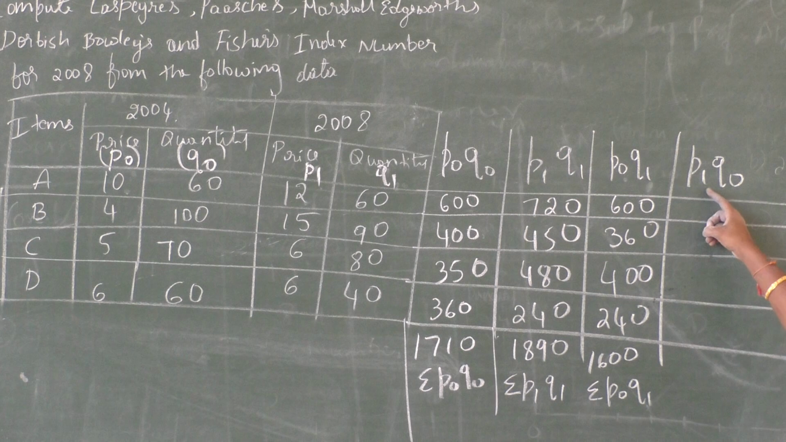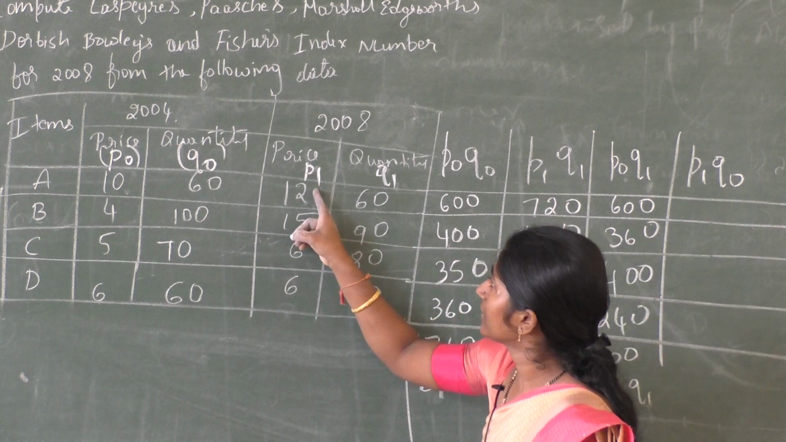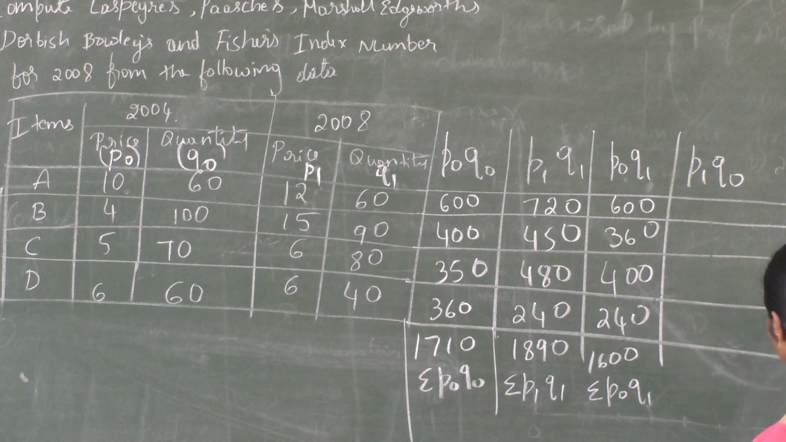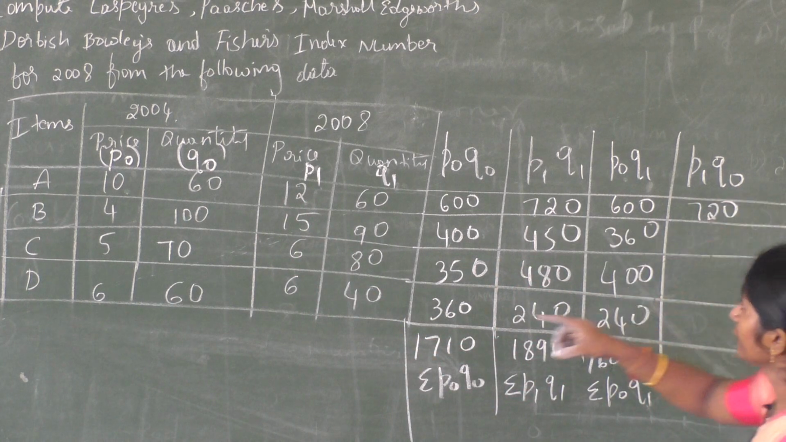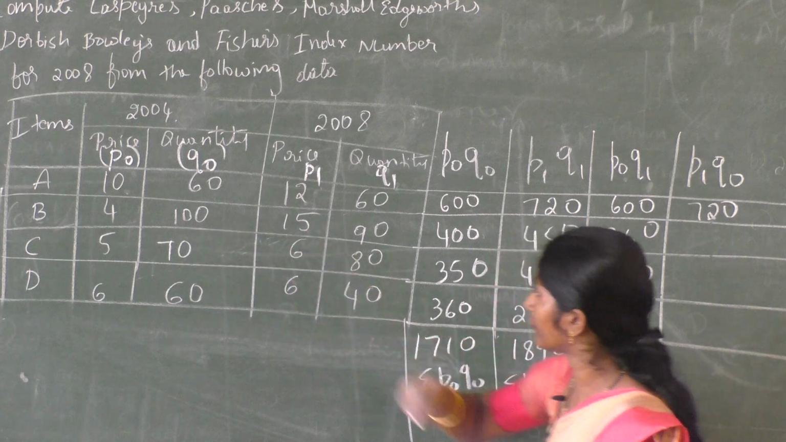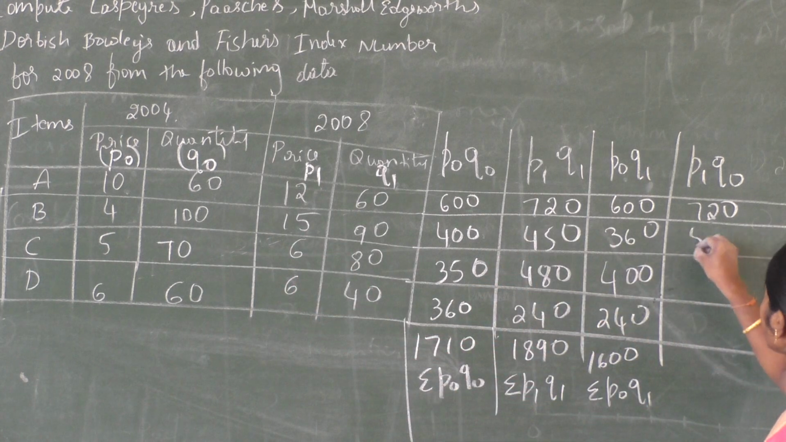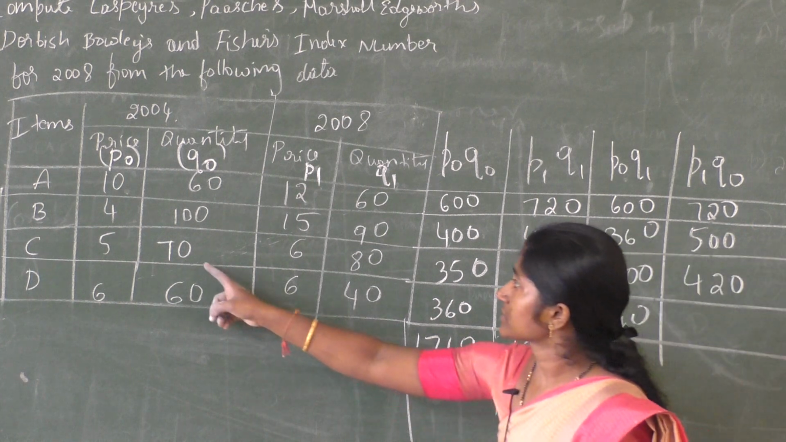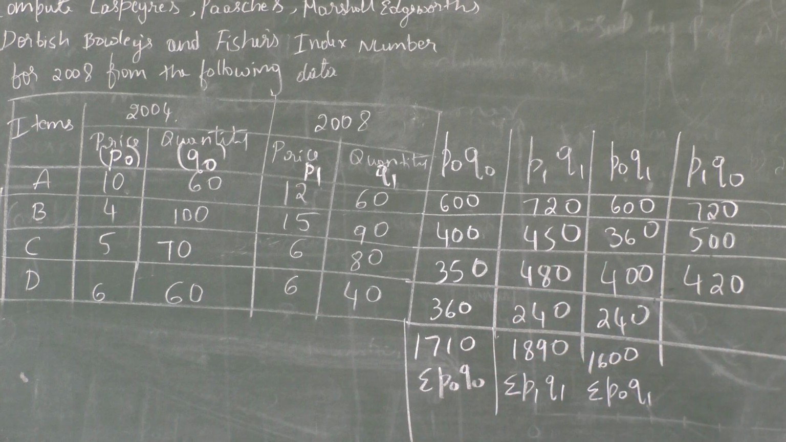Next, P1 Q0. Multiply these two. 60 into 12, that is 720. Again 100 into 15, 500. Like this one only. Next, 70 into 6, that is the value of this one. Next, 360. Next, 2000. This is the total value of P1 Q0.